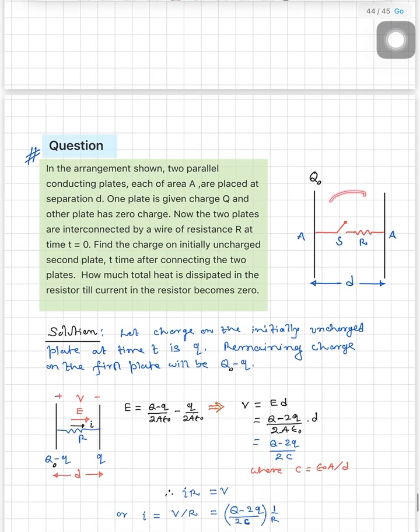And why has that energy been lost? Because finally the charge on each plate will be Q naught by 2, only then the field will become 0, the potential difference will become 0, and then current will not exist. Once the field becomes 0 finally, the energy density in this region becomes 0. So whatever energy was stored here has been dissipated, right?